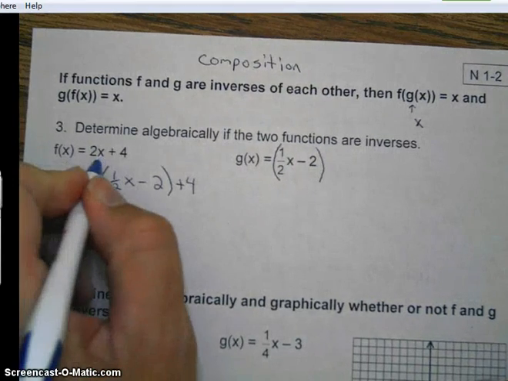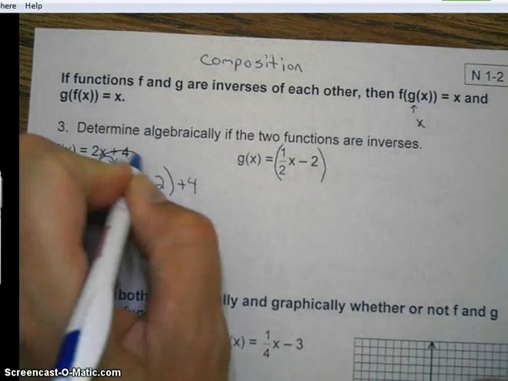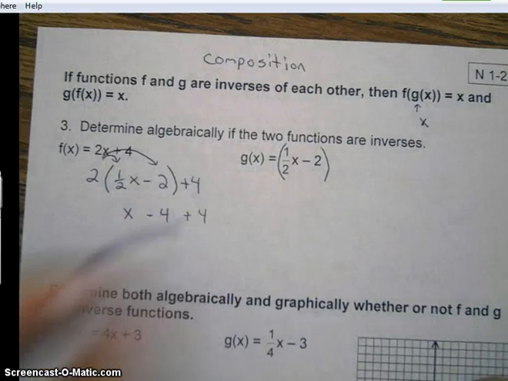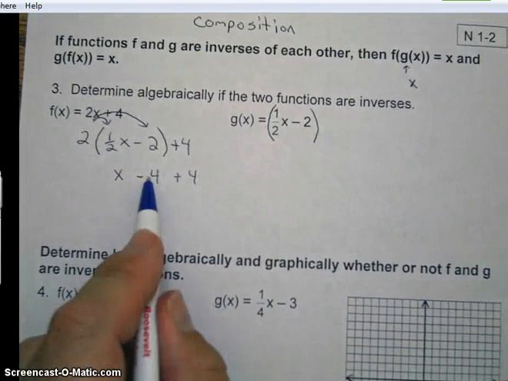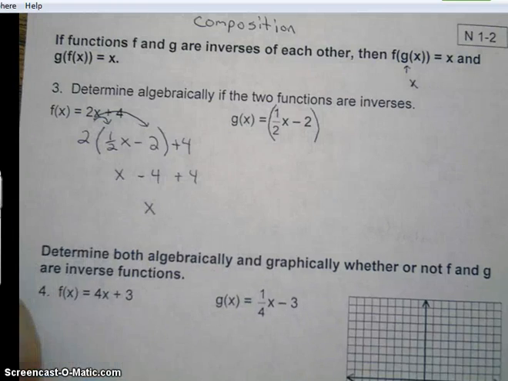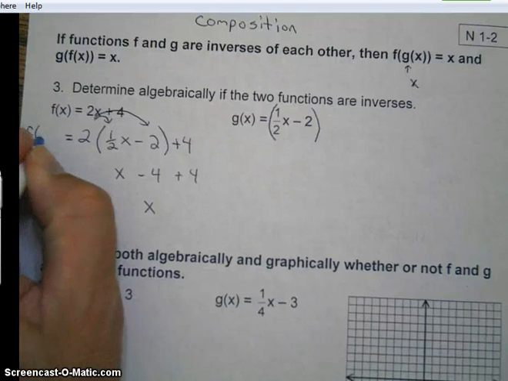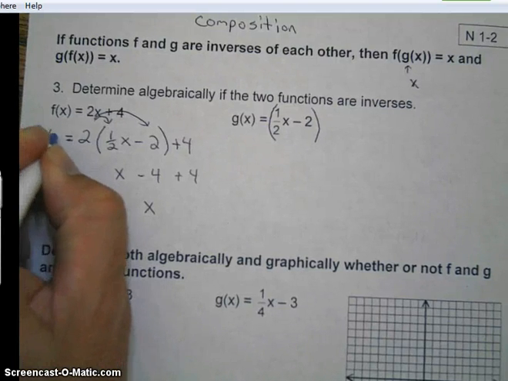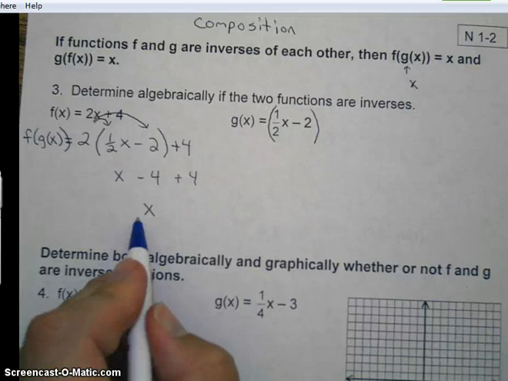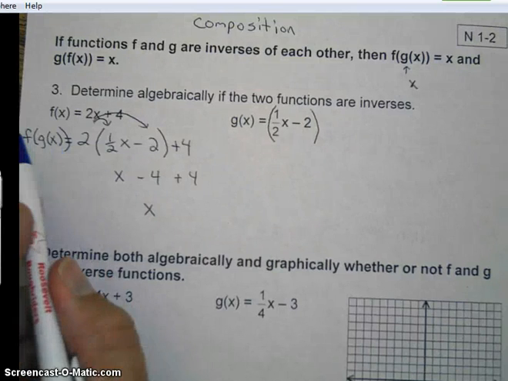So let's do it. 2 times a half is 1, so I have 1x. 2 times negative 2 is negative 4, and then bring down the plus 4. Continue to simplify. Negative 4 plus 4 is 0, so x plus 0 is x. This represents f of g of x. And since it equals x, then we know that g is the inverse of function f.